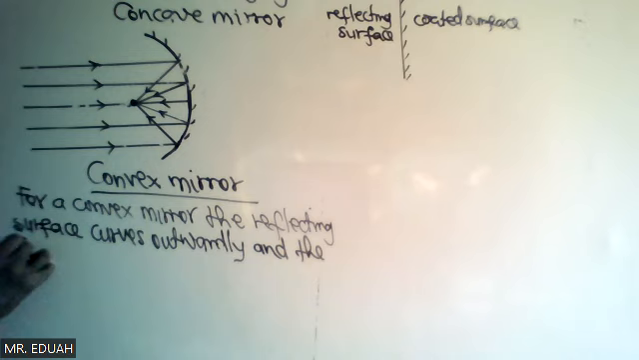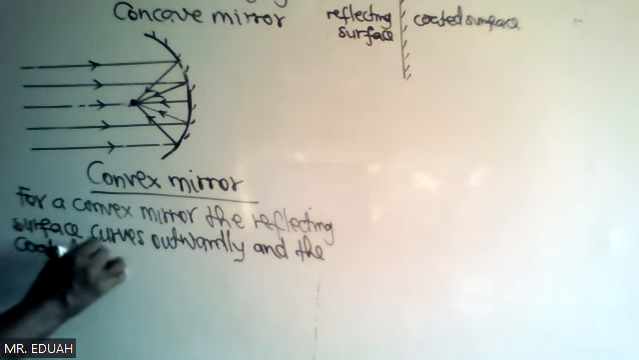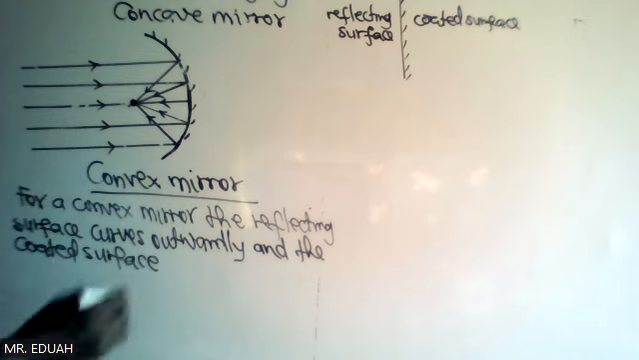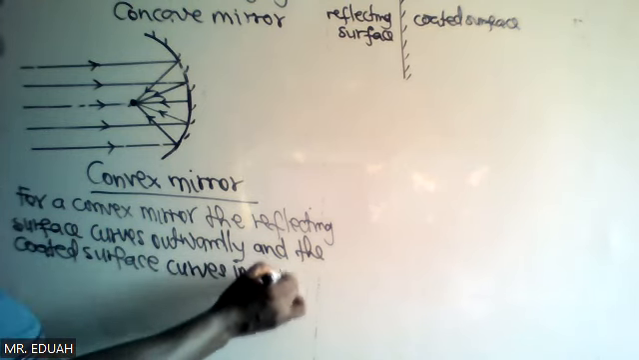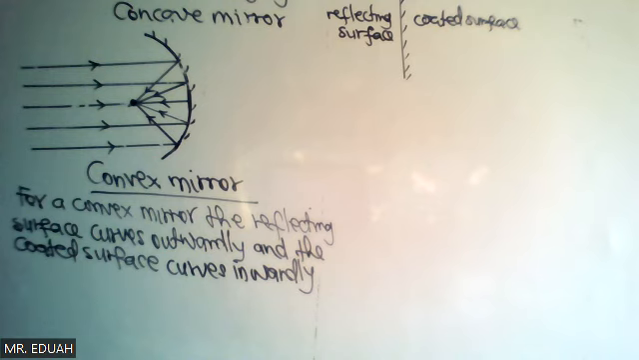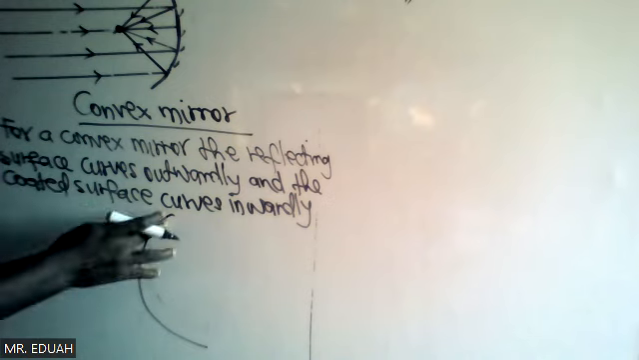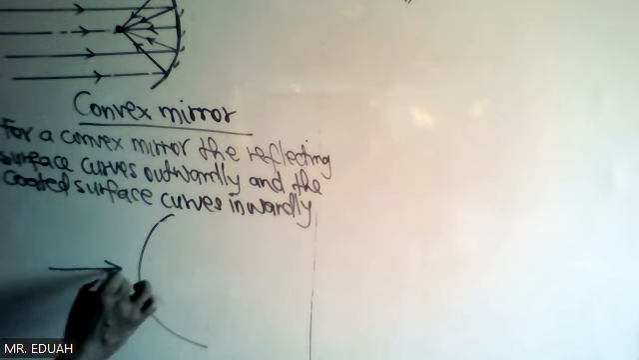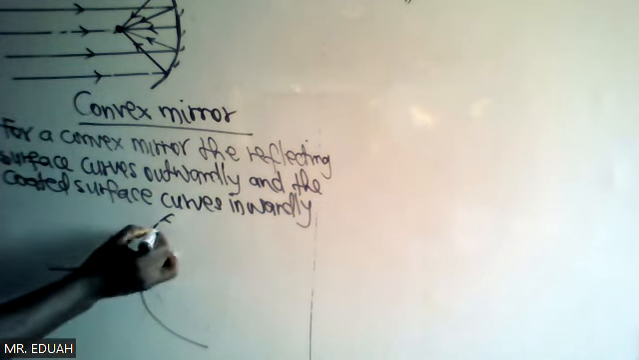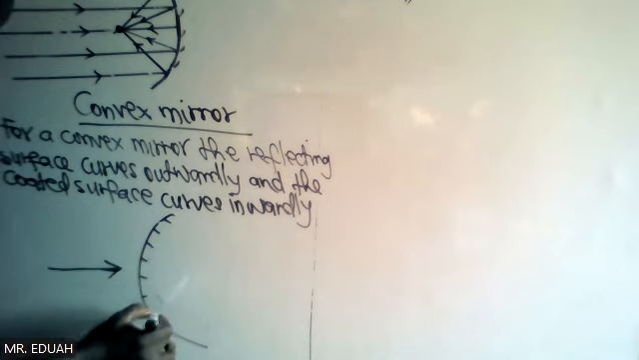And the coated surface also curves inwardly. So over here, we are looking at the reflecting surface curving outwardly. The direction of the arrow indicates the reflecting surface. So the coated surface curves inwardly.